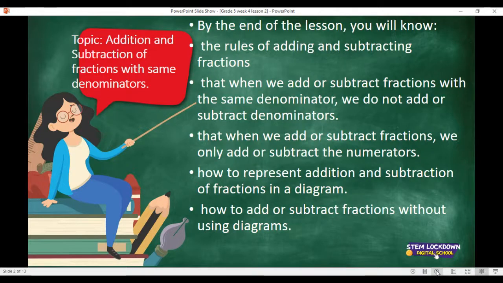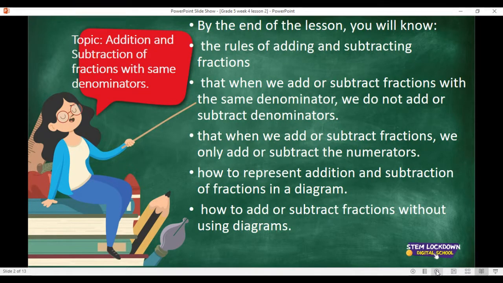So you know the rules of adding and subtracting fractions. You also know that when we add or subtract fractions with the same denominator, and for someone who had forgotten what a denominator is, that is the number at the bottom of the fraction, we do not add or subtract denominators. You'll see what I mean by that.